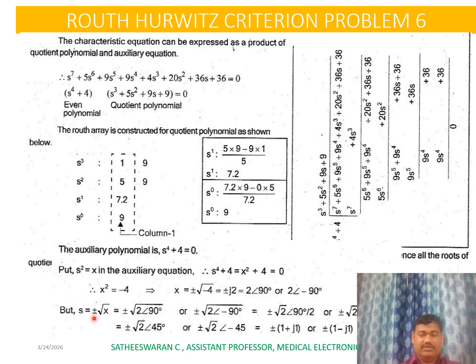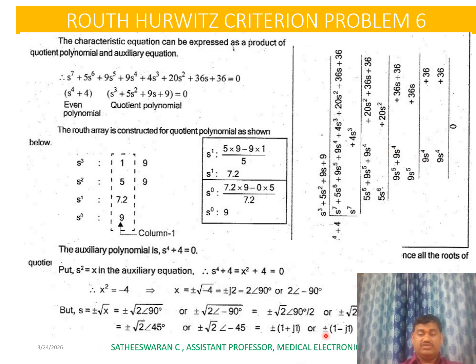Again put s equal to plus or minus root of x, so plus or minus root 2 angle 90. This can be root 2 comma angle divided by 2, value 45. Similarly here root 2 angle minus 90 divided by 2, minus 45. Convert this again into rectangular form. So this will become plus or minus 1 plus j1 or plus or minus 1 minus j1. Plus means this falls on the right side, minus means it falls on the left side.